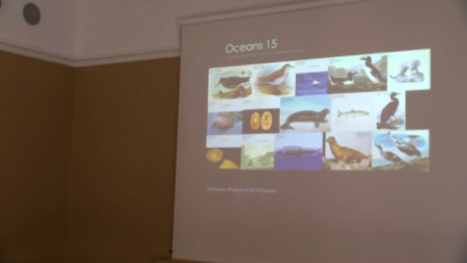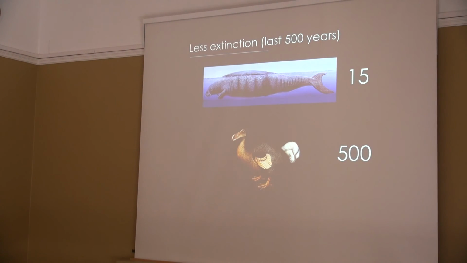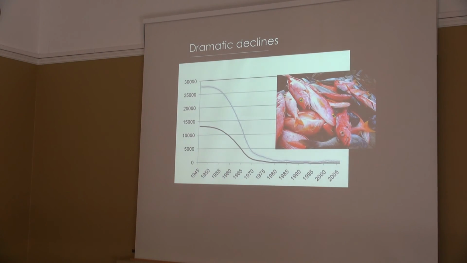We know of 15 extinctions in the ocean, everything from small limpets to giant Steller's sea cows. But that's actually many fewer than the extinctions we know of over the last 500 years on land, where we have about 500 extinctions that we know about. That's not to say, obviously, that populations haven't been dramatically impacted by human activities in the ocean. We know of many dramatic declines, even 99%. This is just one example, for red snapper.